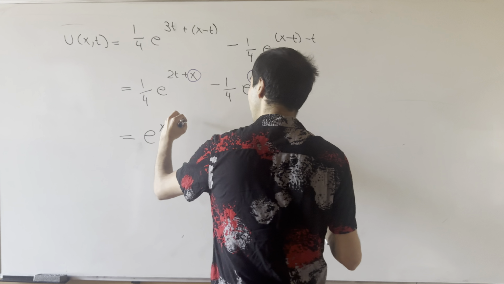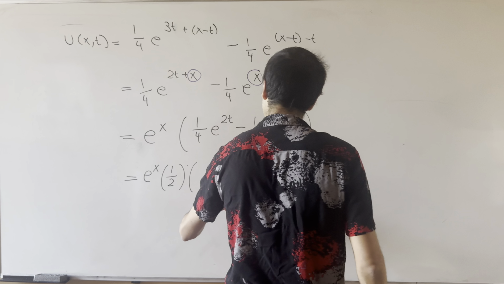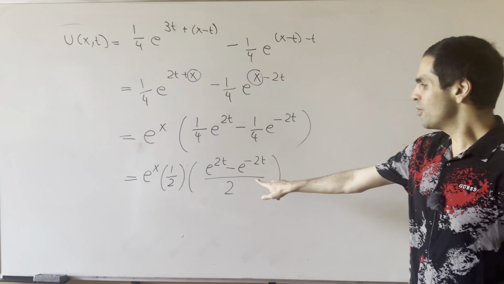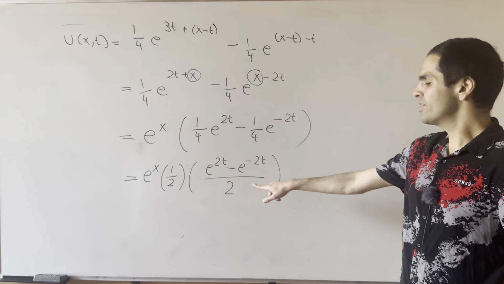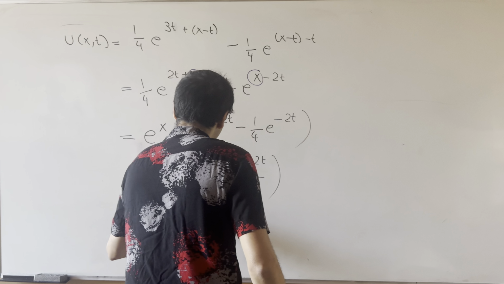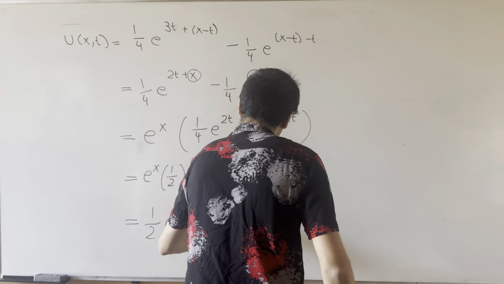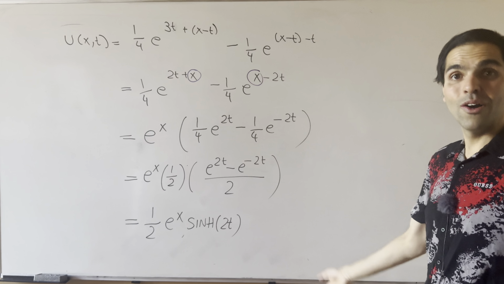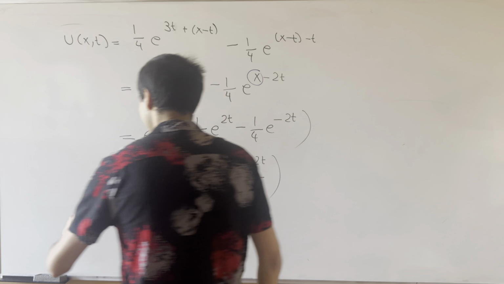So you can factor this out, and you get 1/4 e to the 2t minus 1/4 e to the minus 2t. Now, this smells a little bit like sinh, which we've learned about in the Laplace section. So let's just factor out a 1/2. So e to the x, 1/2, and then e to the 2t minus e to the minus 2t over 2. And the cool thing is, now this becomes sinh of 2t. So we get 1/2 e to the x, sinh of 2t. And this, lo and behold, is our solution, u of x,t.